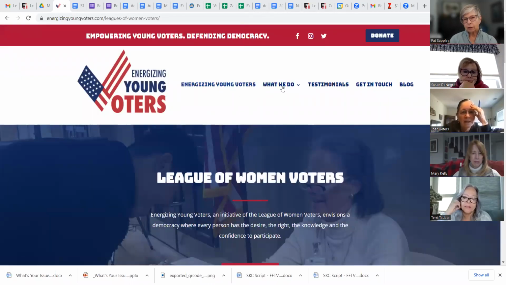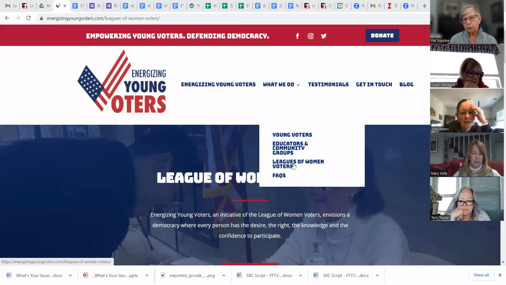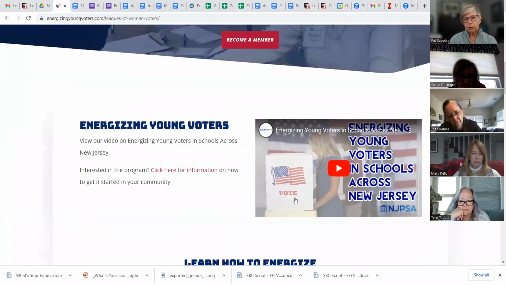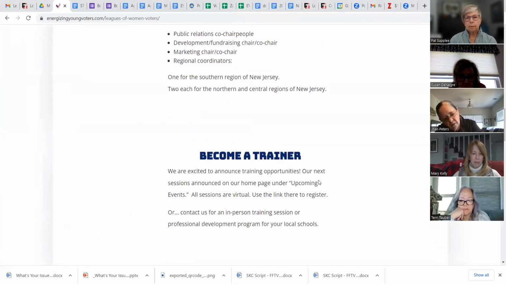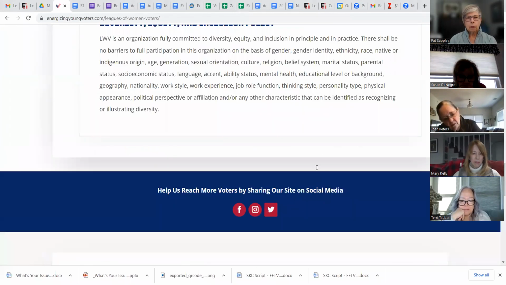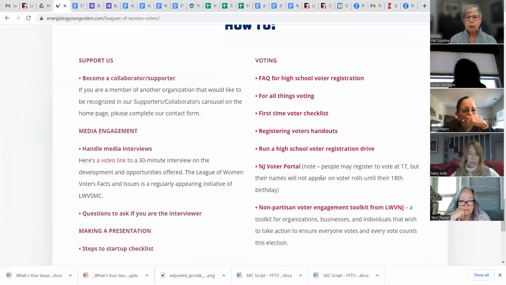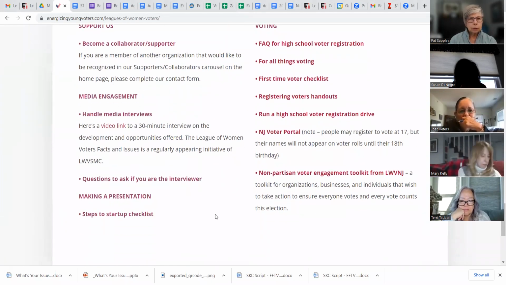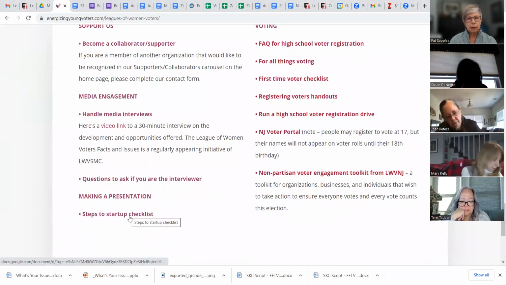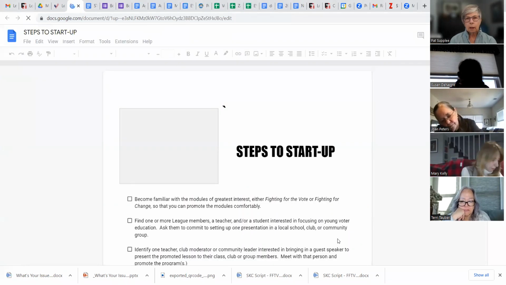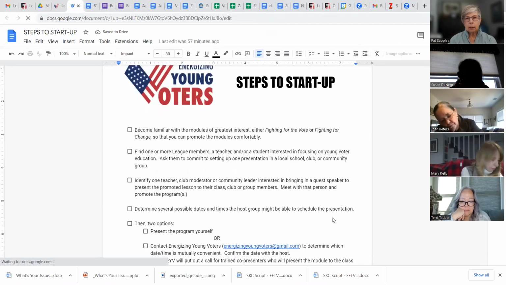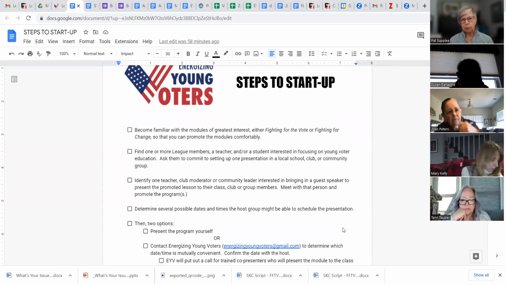All right, so energizing young voters, you go down to the League of Women Voters tab. And when you scroll down, you should see startup checklist down at the bottom on the left-hand side. And then you'll have a layout of what you do, so you can check them off as you actually do it.